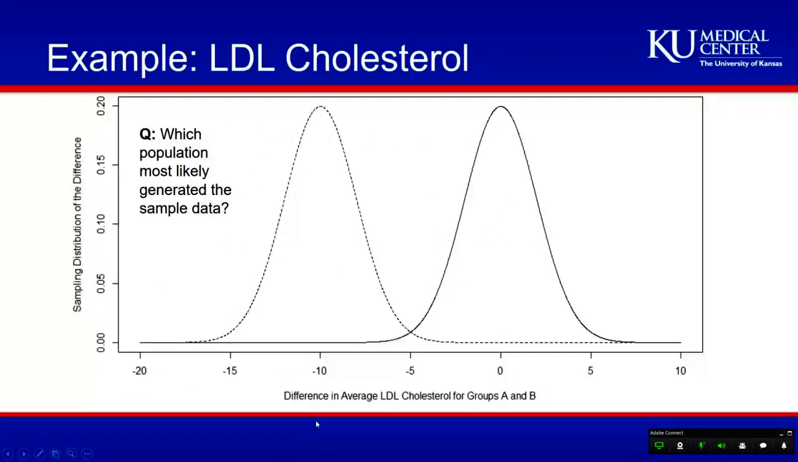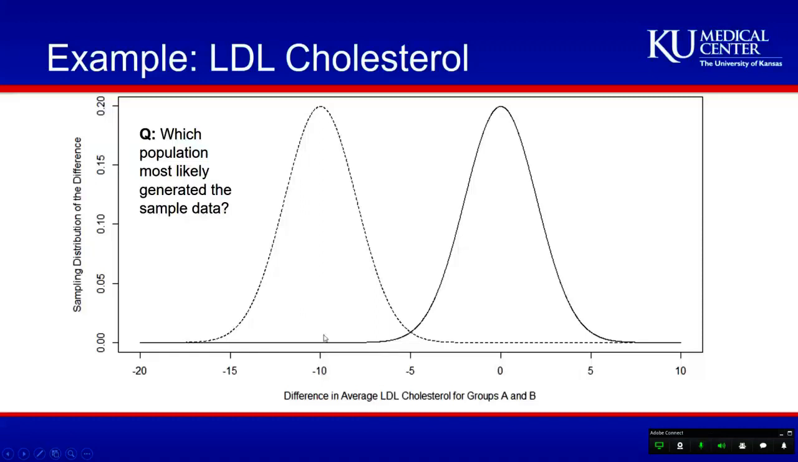So again, framing this in terms of that sampling distribution that describes the potential populations that could have generated our sample data. On the left-hand side, I have a potential population that could generate our data, and that is one that reflects a 10-unit difference. See the 10-unit difference here in average LDL cholesterol for groups A and B. So this kind of reflects the alternative hypothesis.